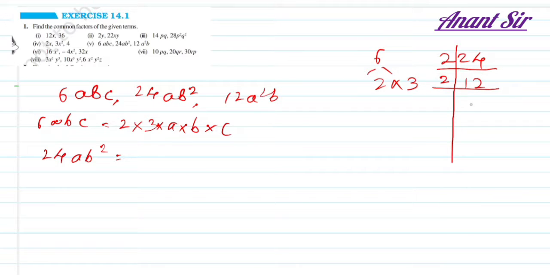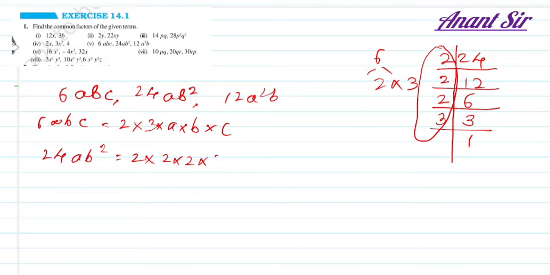If you divide by 2 again, you get the answer 6. If you divide by 2, you get the answer 3. And when you divide 3 by 3, you get the answer 1. So these are the factors: 2 times 2 times 2 times 3 and a and b square. So b is written 2 times. So 12a square b is the last term now.